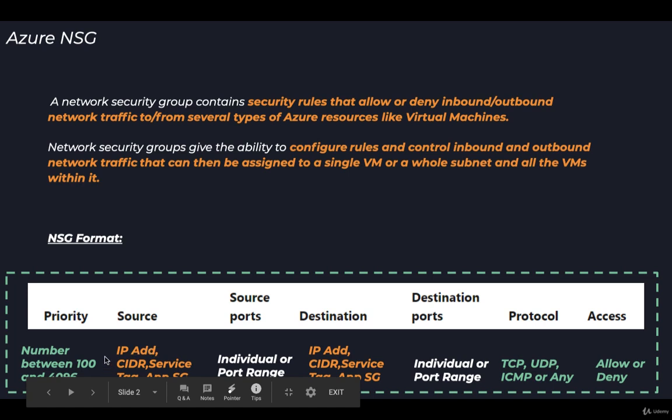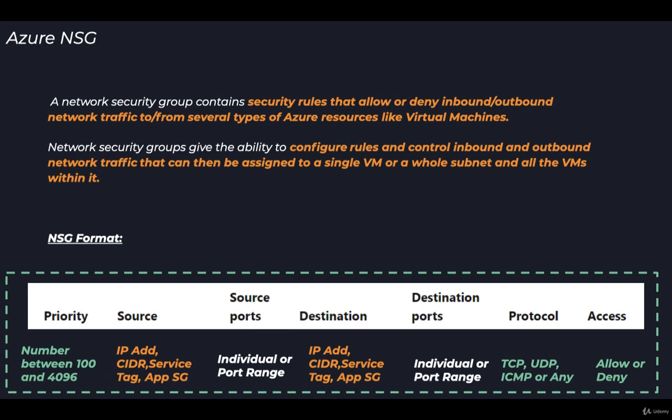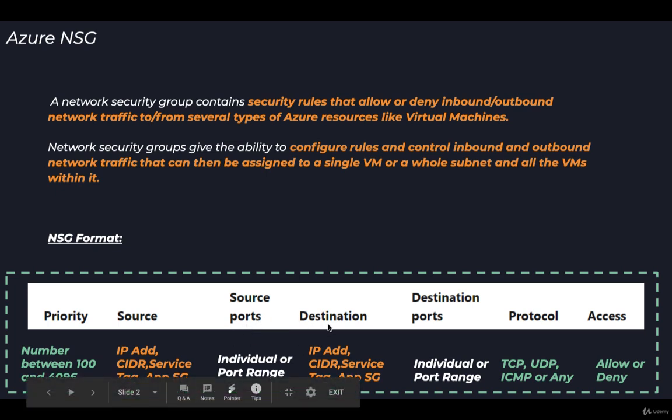So you can see the color combination where the information is the same. I have the color combinations. And similarly, you can define what ports you want to allow. You can specify an individual port as well as a range of ports within the NSG. And then is the destination.